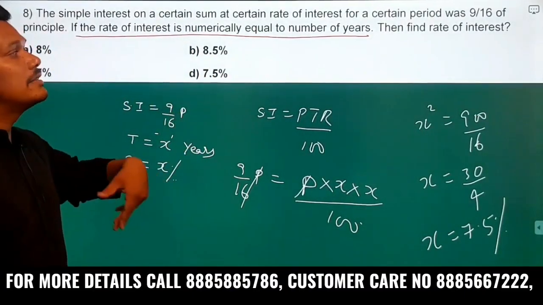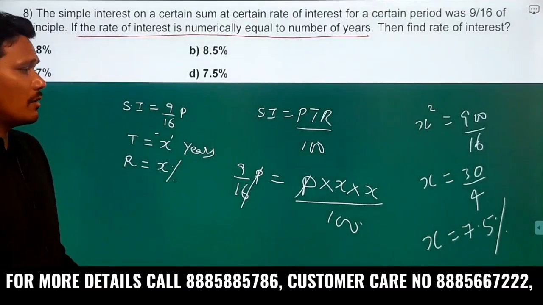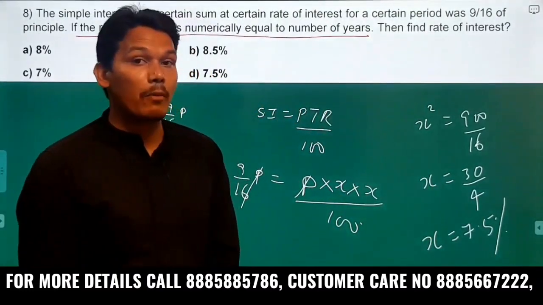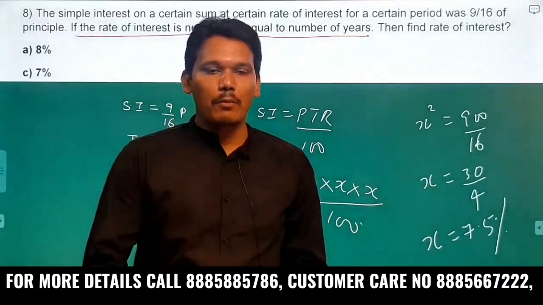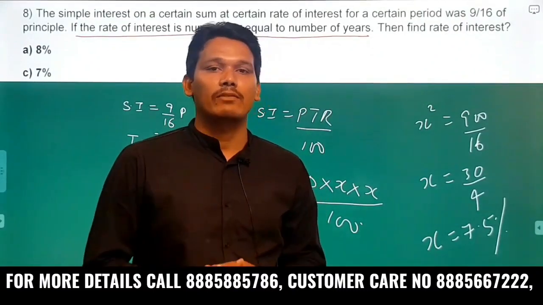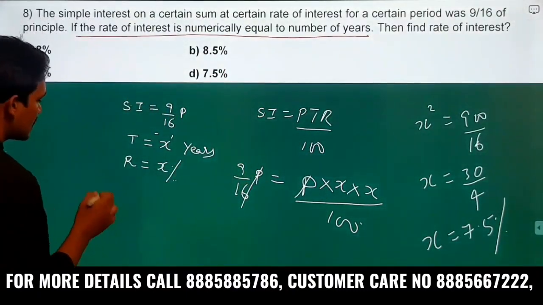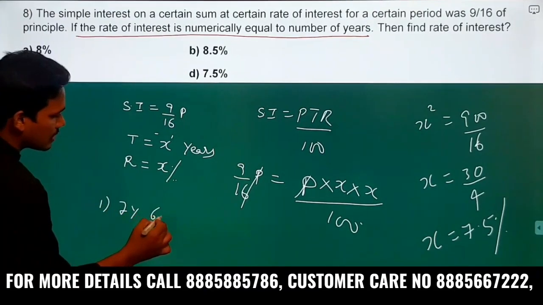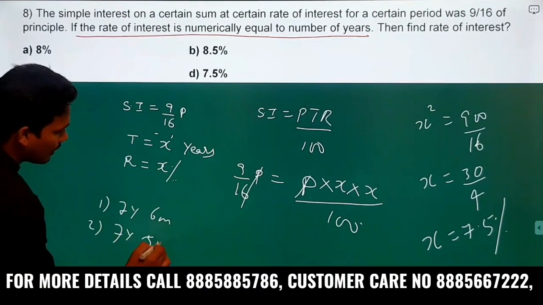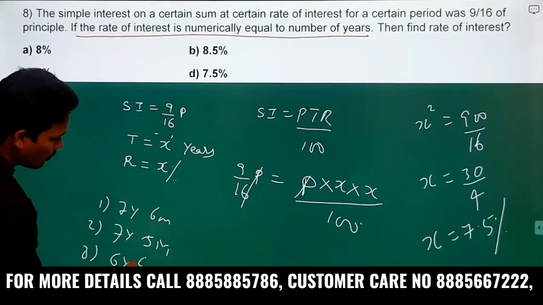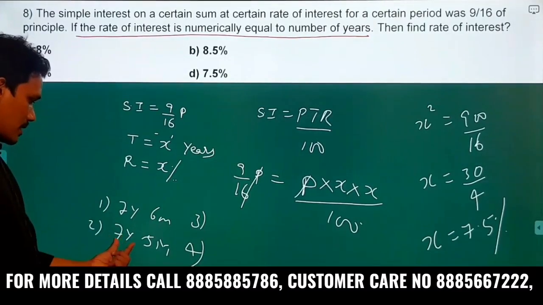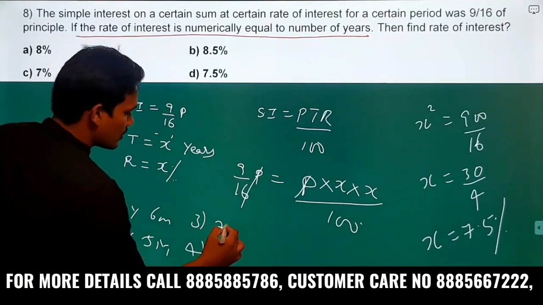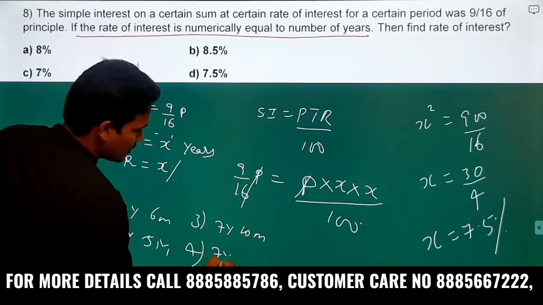But they may ask time also. The time value will become how much? 7.5 years. But they won't give options like 7.5 years, 7.6 years. For example, they may give options for time like this: 7 years 6 months, 7 years 5 months, 7 years 10 months, 7 years 11 months.